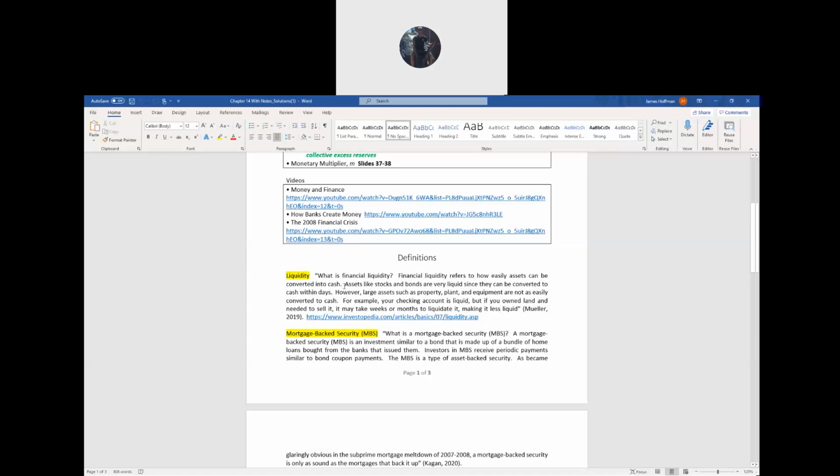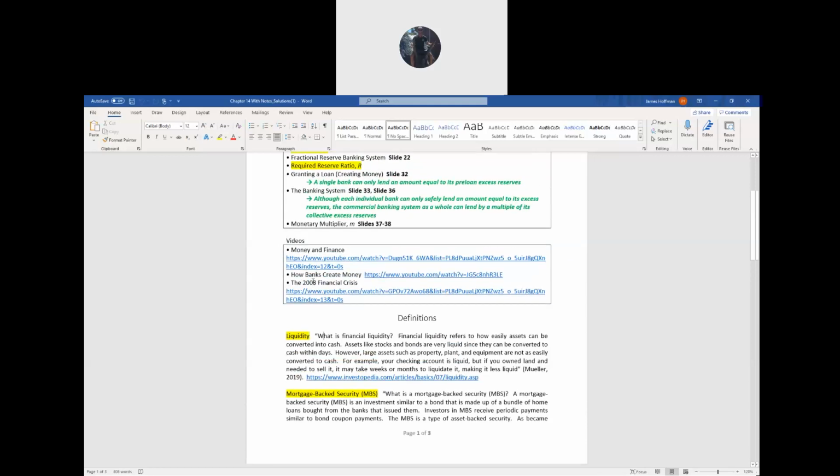So cash is obviously liquid. Checking accounts are liquid. Savings accounts. So things that you can get cash from right away or quickly are more liquid.